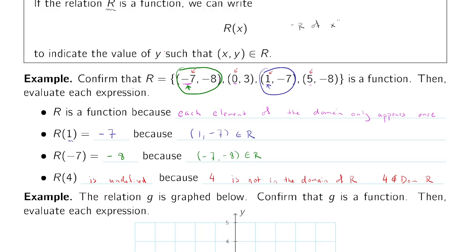So if we have a number that's not in the domain and we try to apply the function to that number, we can't. And so the result is undefined. Okay, let's see another example where instead of being presented as a list of pairs, our function is presented as a graph.